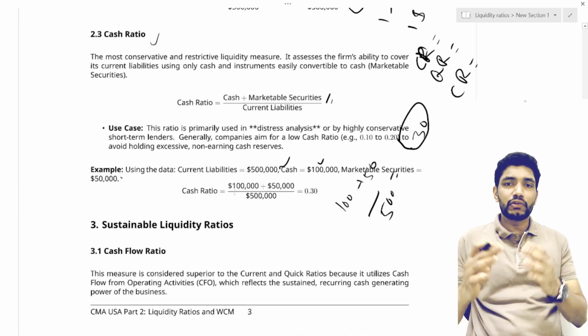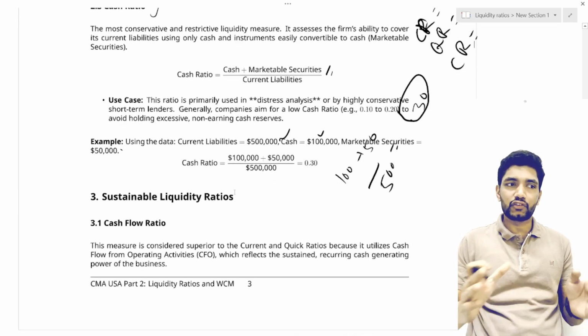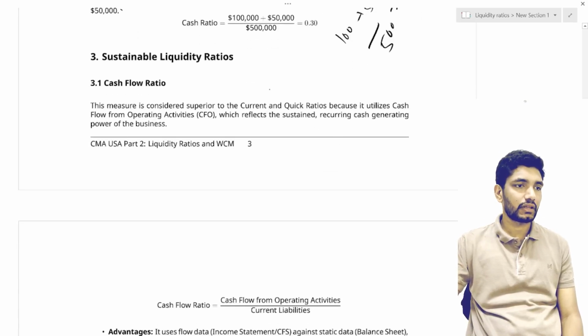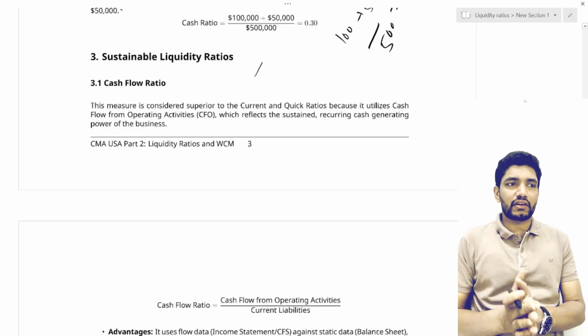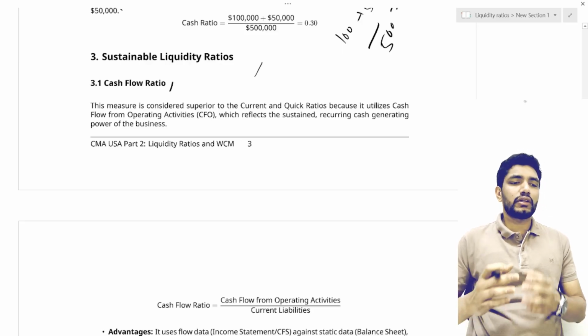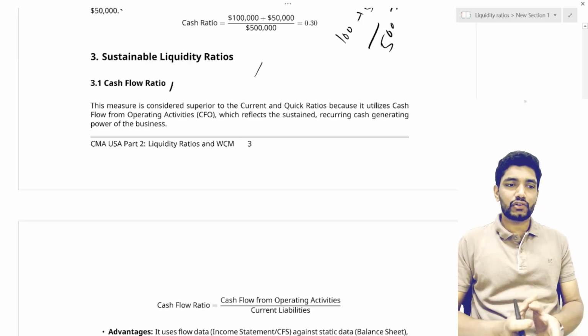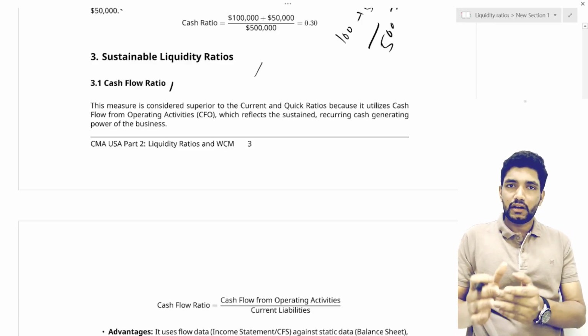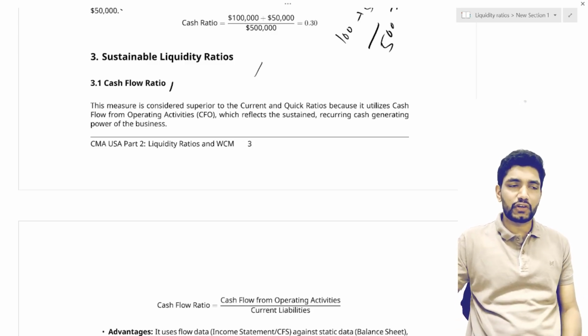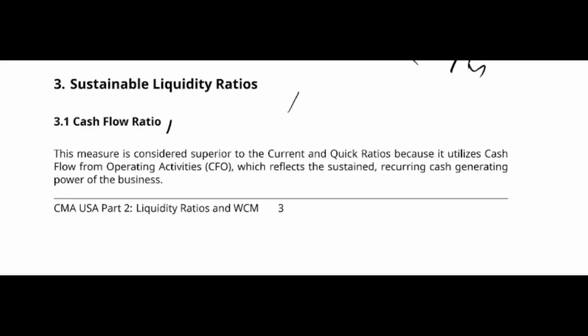So let's move on to another concept, that is sustainable liquidity ratios. For sustainable liquidity ratios, the first ratio is the cash flow ratio. In the current ratio or quick ratio, we are considering cash and current assets at a point in time. But the cash flow ratio evaluates cash flow during a period and compares it with the current liabilities. So that's why it is called a sustainable liquidity ratio.